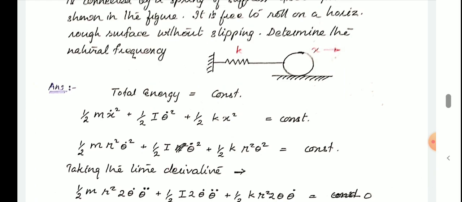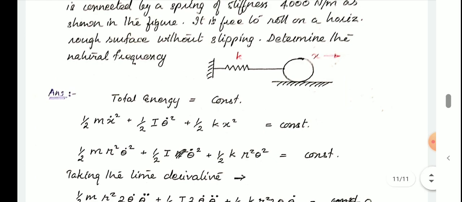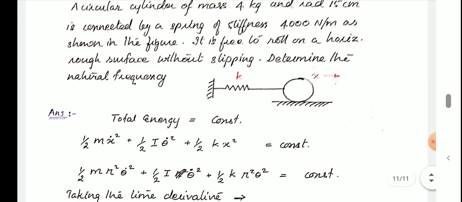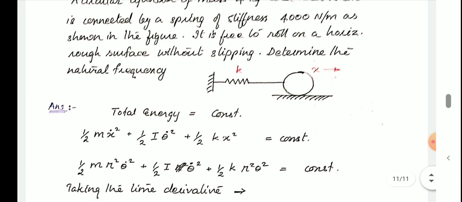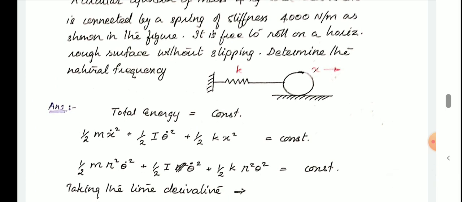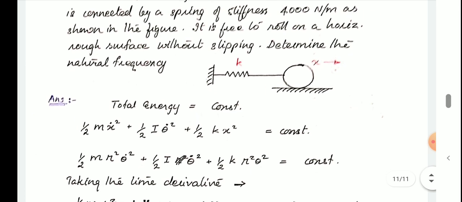Now consider the cylinder. Cylinder has two kinds of motion, as I said earlier. It has translatory motion as well as what? Rotatory motion. So for translation, let us consider the mass of this cylinder. Since it is translating, it is associated with kinetic energy. That equation is the first term here, half into m x dot square. What is x dot? x is the displacement occurring and x dot is the velocity.